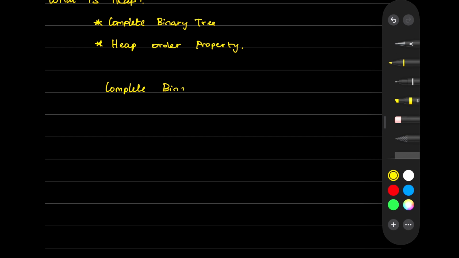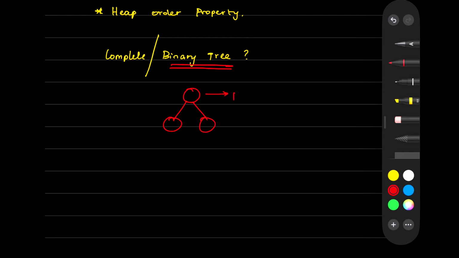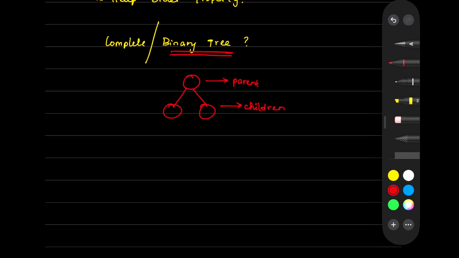So complete binary tree. But what is meant by complete binary tree? Let's break this word into two parts. One is complete and another is binary tree. So what is a binary tree? In order to say a tree is a binary tree, it should have at max two children for each parent. This is going to be our parent and these two are going to be our children. If a parent has at max two children, either zero, one or two, then it is called a binary tree.